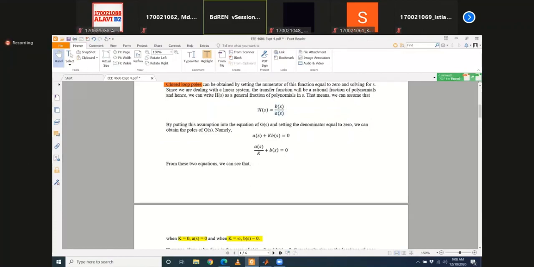Because this is the open loop transfer function H(S), right? And when K equals infinity, B(S) equals 0. So what does B(S) equal to 0 represent?